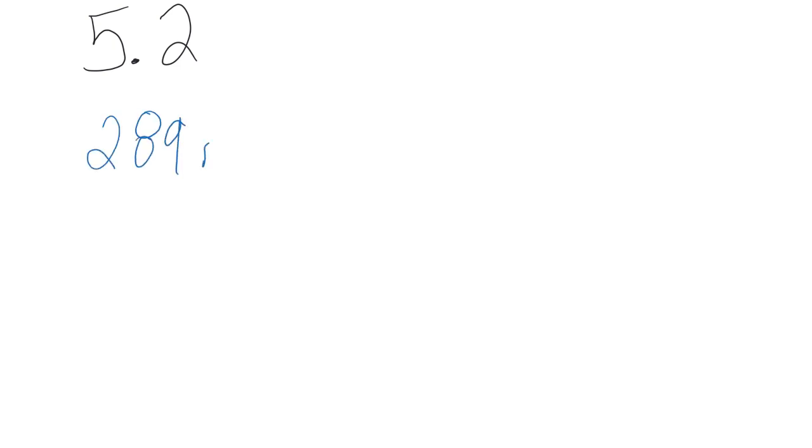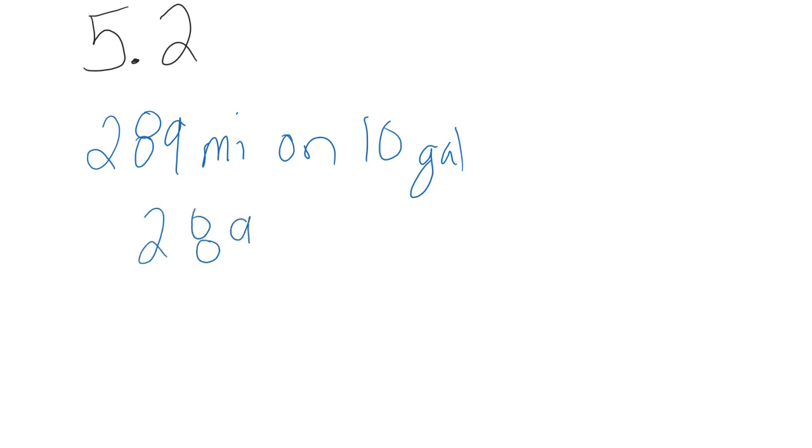So, for example, let's say that I have 289 miles on 10 gallons. All right? So that's how many miles I can drive with 10 gallons of gas. I want to know how many miles I get per gallon. So what I would do, write this as a ratio, and I want to know, okay, when the gallons equals 1, what does that miles equal?